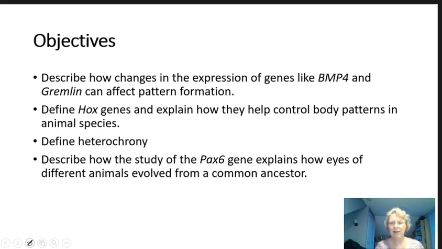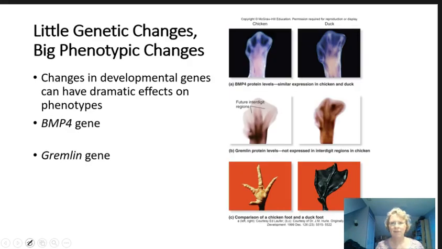We will look at some examples of how changes in specific genes like BMP4, gremlin, PAX6, or the Hox genes can result in those rapid significant body changes. Developmental genes control the rate or patterns of development of morphological features like arms, or in this case, digits, your fingers, your toes. During early development, the feet of chickens and ducks are very similar.